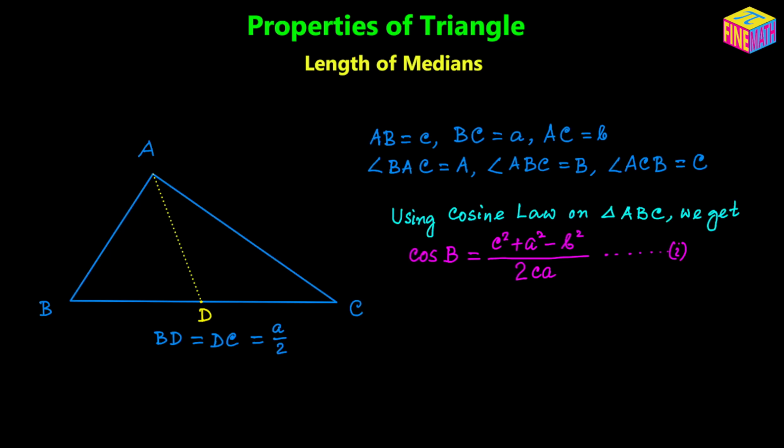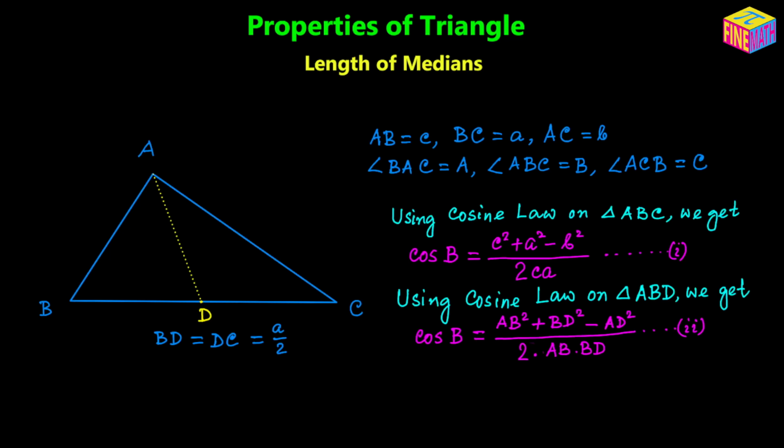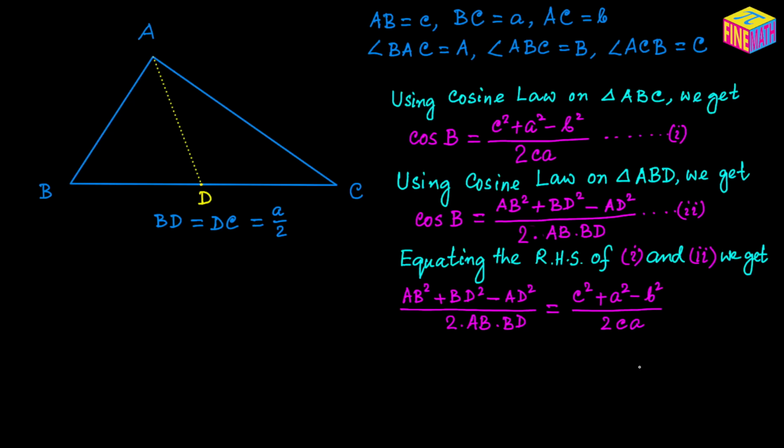Similarly, we are going to use the cosine law on the smaller triangle ABD. Again we calculate cosine of B, which will be equal to AB squared plus BD squared minus AD squared over 2 times AB times BD. If you look at both of these equations, the left hand side is the same, cosine of B. That means the right hand sides must be equal.